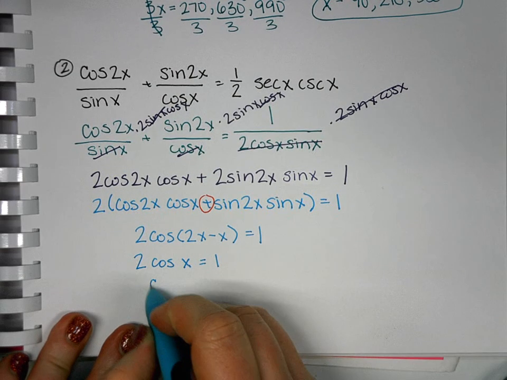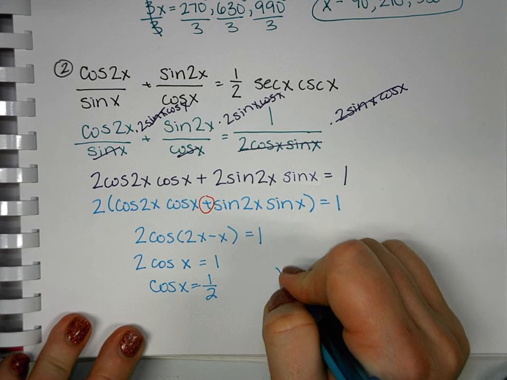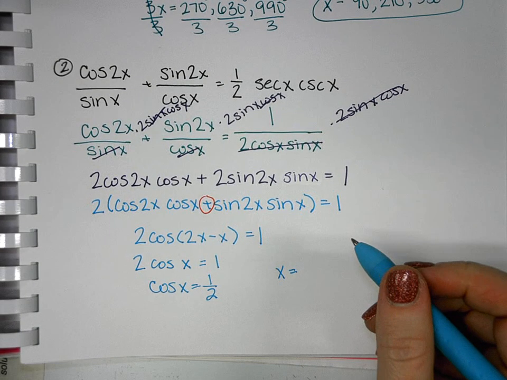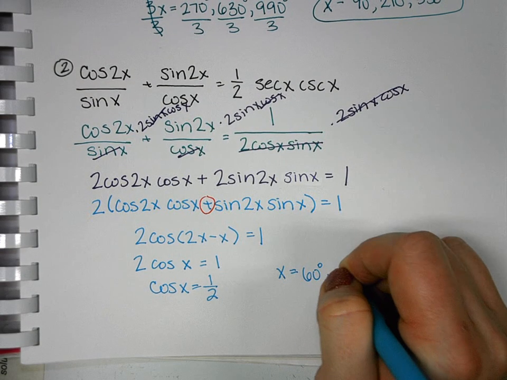Divide the 2 over, so I have cosine x equals 1/2, and now I look to see what angles, when I take the cosine of it, give me 1/2, and we get 60 degrees and 300 degrees.